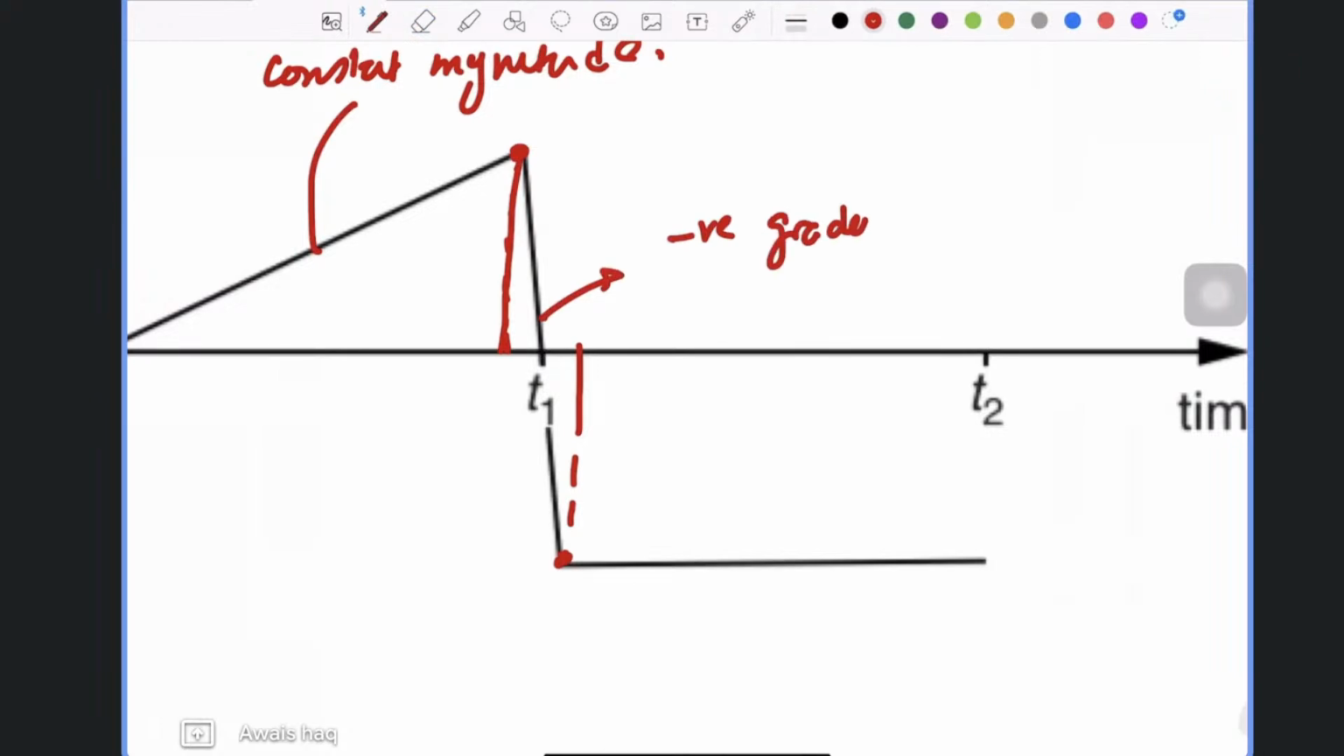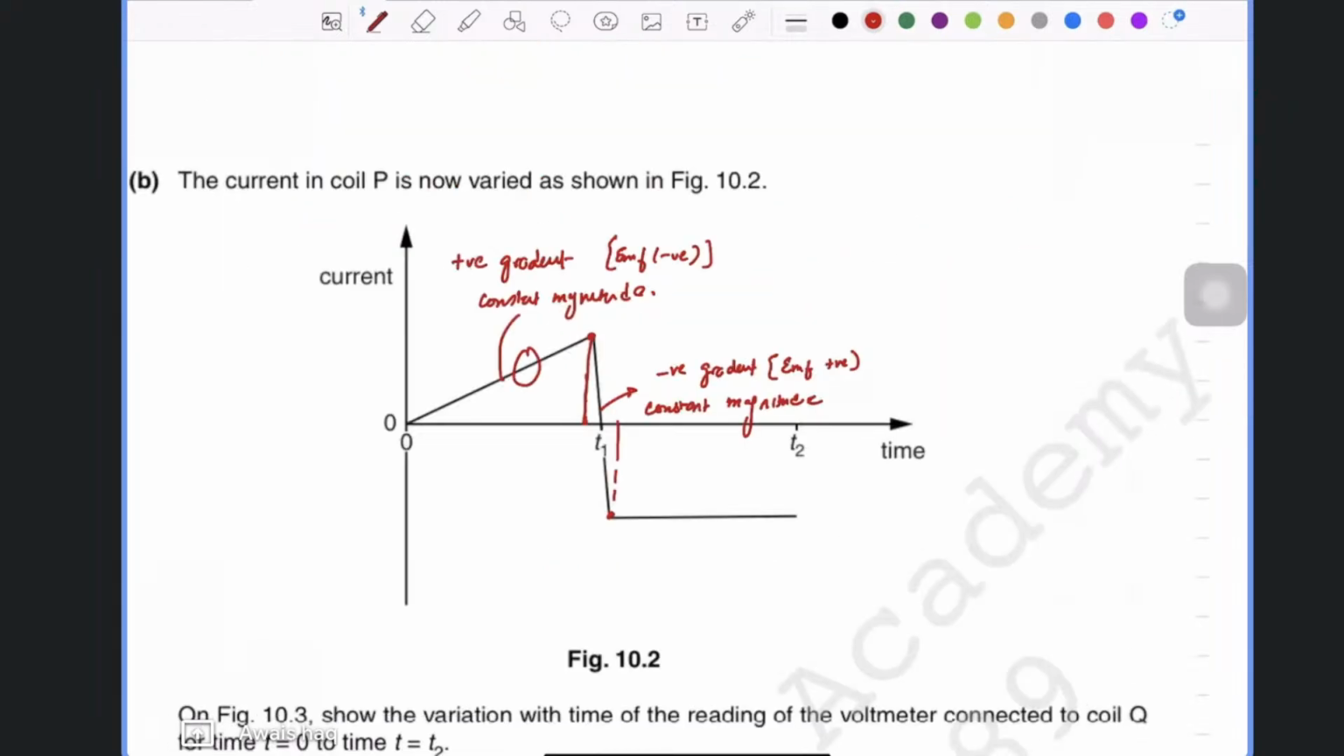If it has a negative gradient, then the EMF value will be positive. And it is also constant. But the magnitude of this is different, because if you look at this line, the slope and this slope are very different. This has a greater gradient, this is a smaller gradient. Do you understand?